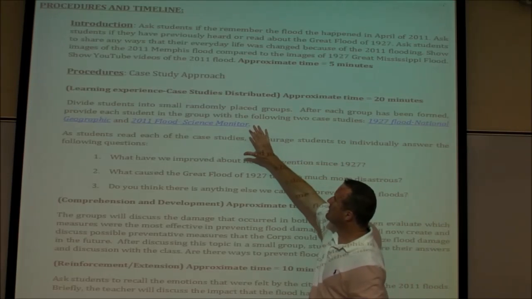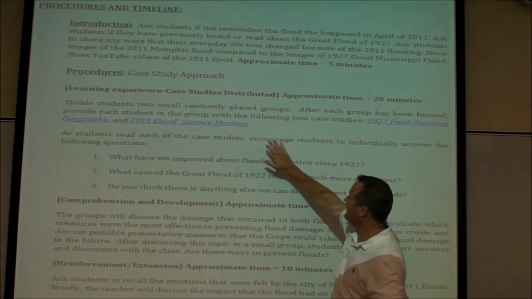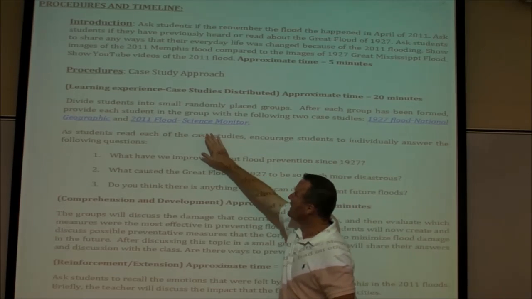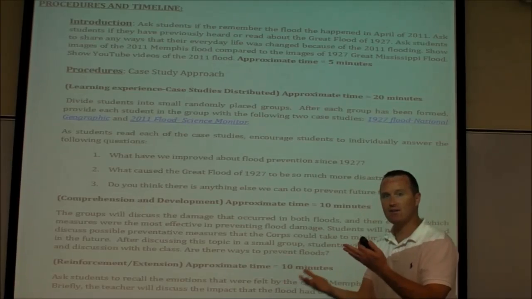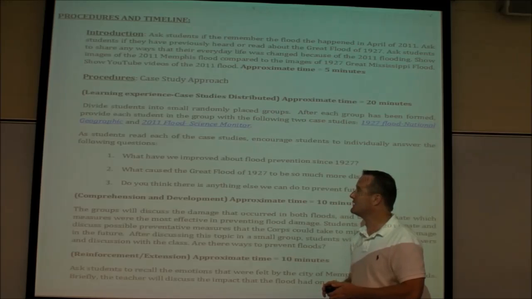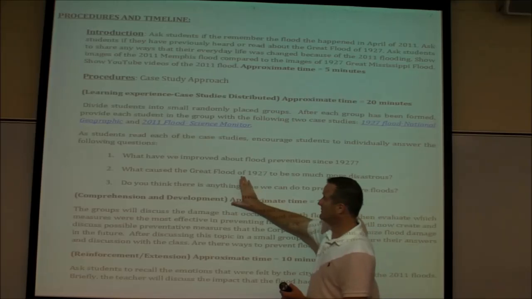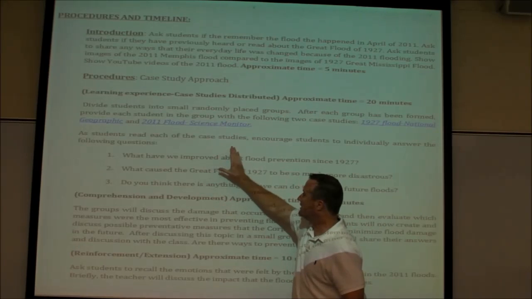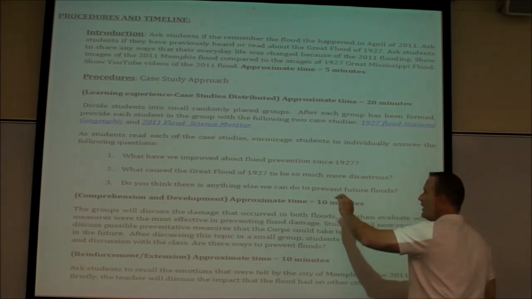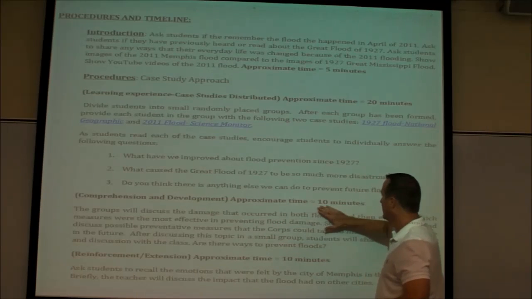So what we did here, learning experience is distributed. And you'll notice here each group has been formed, they've been provided the information. They get 2 case studies, the 1927 flood, and they also get the 2011 flood. And so they're going to compare these articles and compare the characteristics between the 1927 and 2011 flood. And then the students have questions as they read. Now this is part of the learning experience because you're asking the students to look at these particular areas. What we improved, what causes, and what do you think we can do to prevent it in the future. Comprehension and development, we're guessing around 10 minutes.